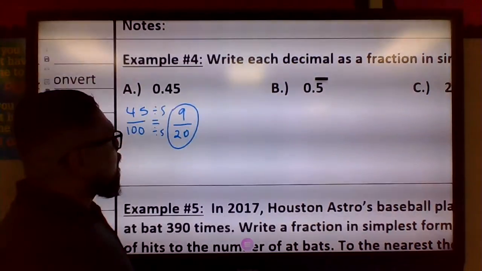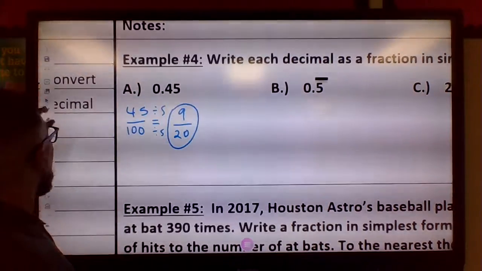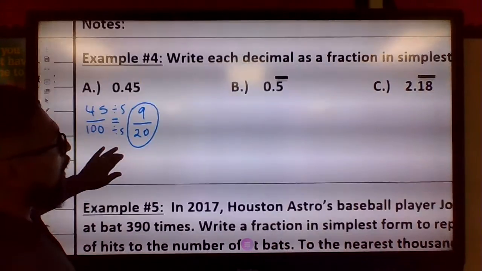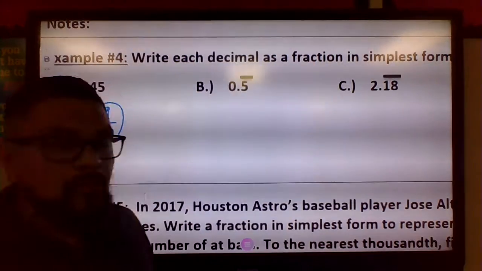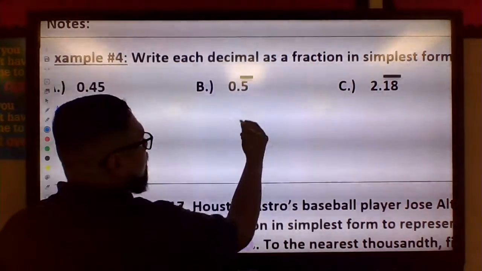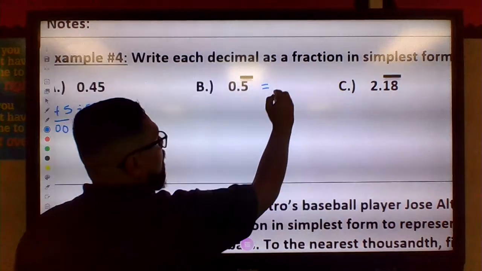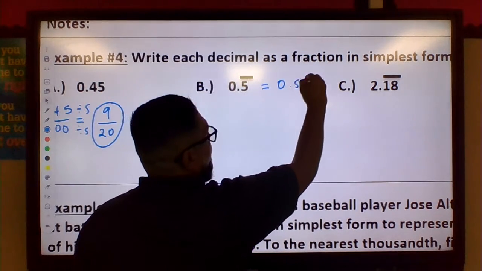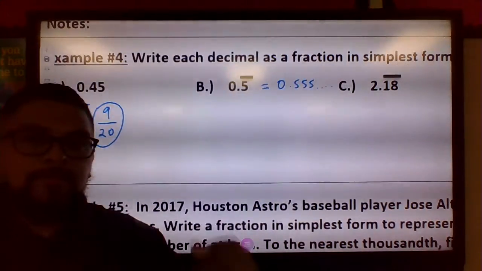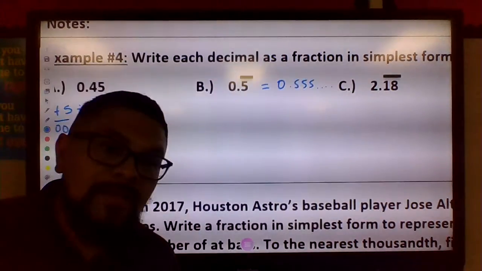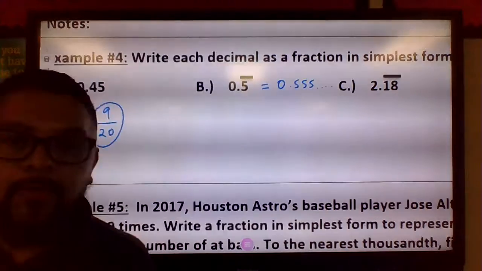Now, B is a little bit more complicated, because we actually have to use some algebra. But you got this. Don't worry. So this actually means 0.555 and it keeps going forever. So we're going to make an equation out of this to make it a little bit simpler for us.